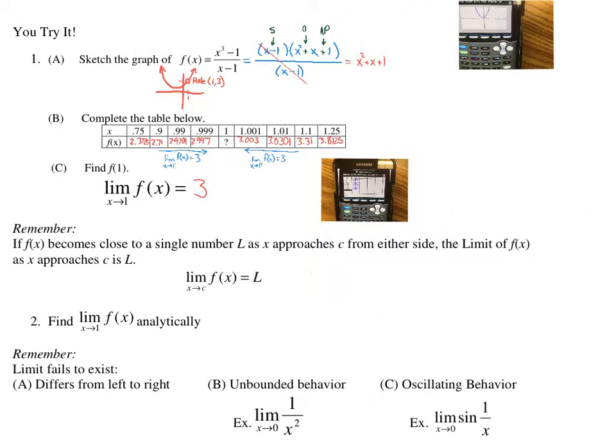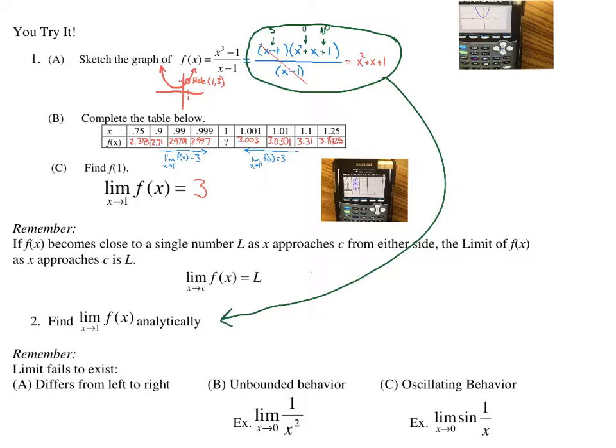So, if f of x becomes close to a single number L as x approaches c from either side, the limit of f of x as x approaches c is L. So that's what we just recognized there. And we actually already found this analytically. When they say analytically, you could also say algebraically. That's what we did up here, when we reduced and did it.